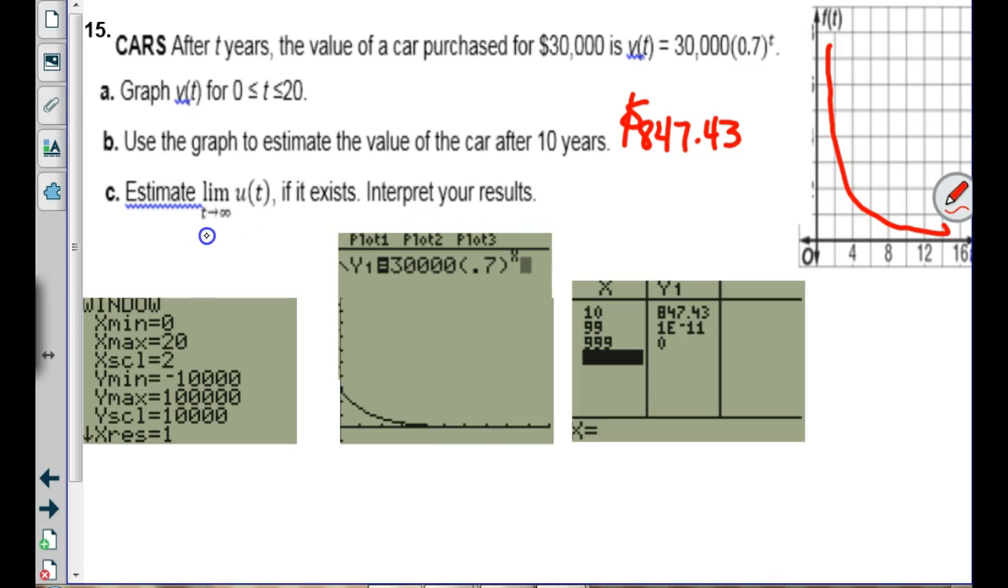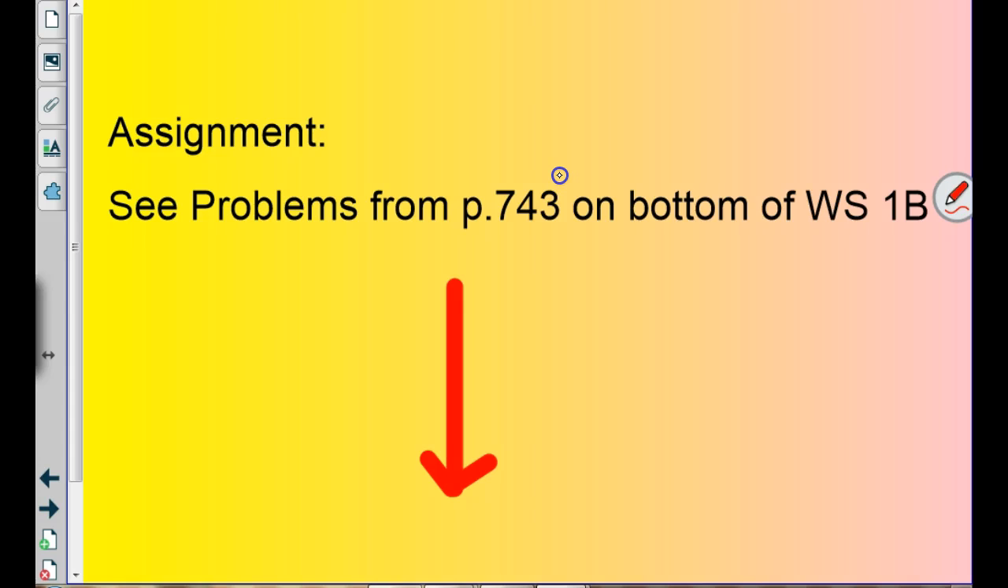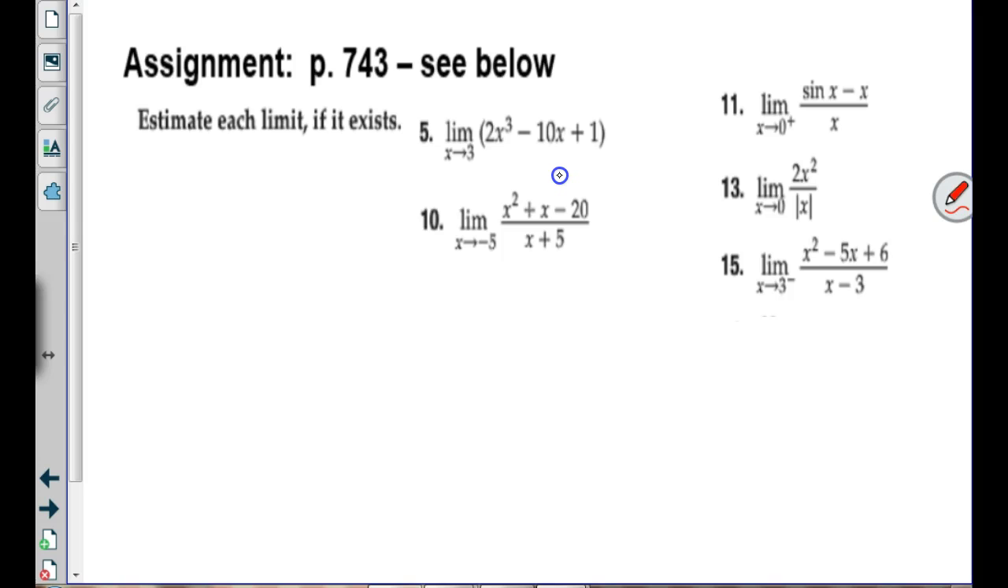Then it says estimate the value as you go off to the right. This is exponential decay. What is the car going to be worth eventually? Yeah, nothing. If you look, 1 times 10 to the negative 11th or 0. Okay. Eventually worth nothing. All right, so those are just a couple applications. The homework is just those problems down at the bottom of the page there, okay?